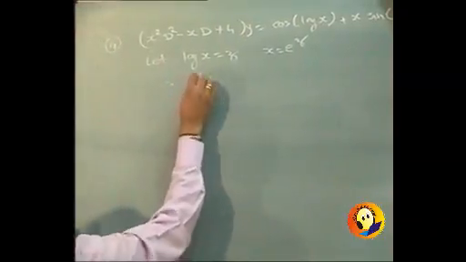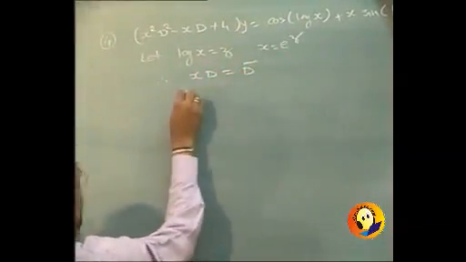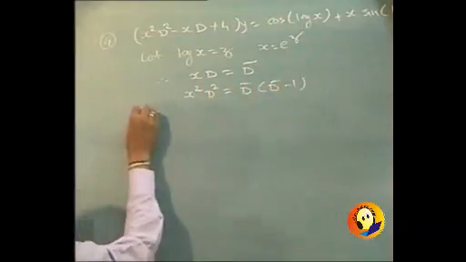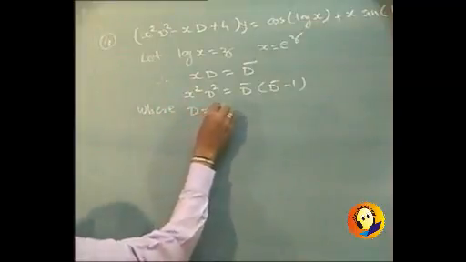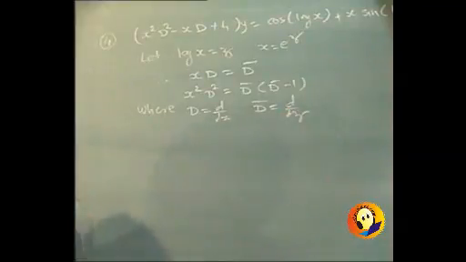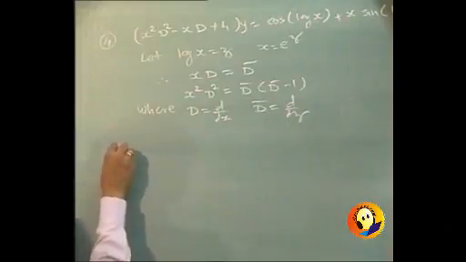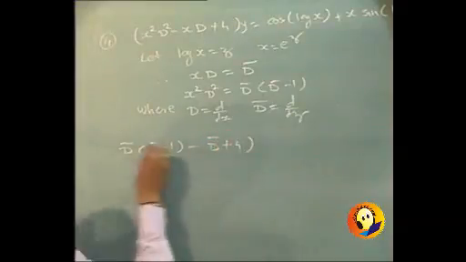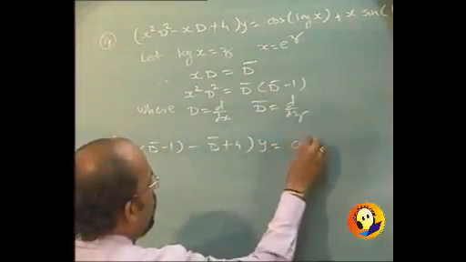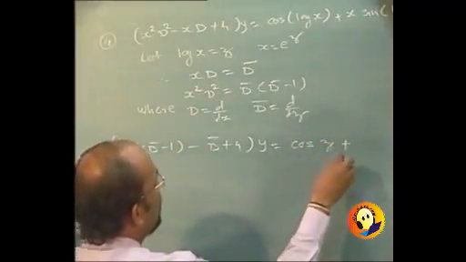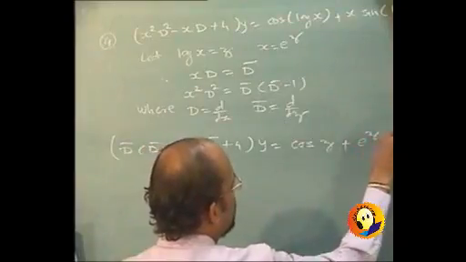Therefore, xD equal to D bar, x square D square equal to D bar into D bar minus 1, where capital D is d by dx and capital D bar is d by dz. As we substitute, it will be D bar into D bar minus 1 minus D bar plus 4 bracket complete operating on y equal to cos of log x, which is nothing but z, so cos z, plus x, which is nothing but e raised to z, so e raised to z sin z.